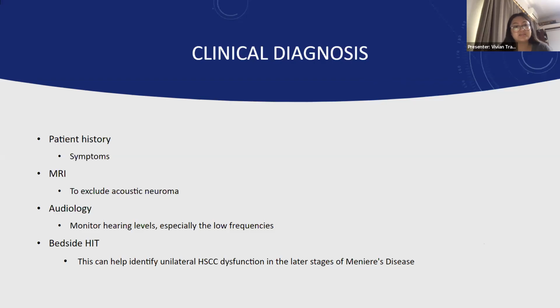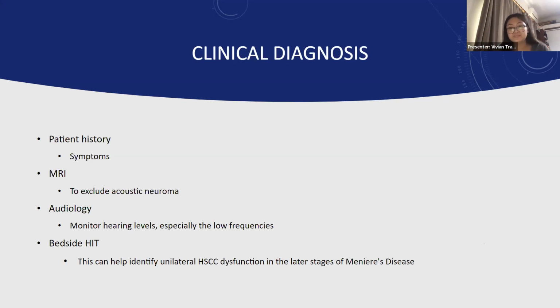Next, please. So in terms of how to diagnose Meniere's, there are several factors and results that we should consider. It's really important that we take a thorough patient history and note down the symptoms that they are experiencing, as Meniere's disease symptoms are very distinctive. For example, the recurring severe vertigo that lasts several hours, the fluctuating hearing, and the unilateral symptoms such as tinnitus and aural fullness.